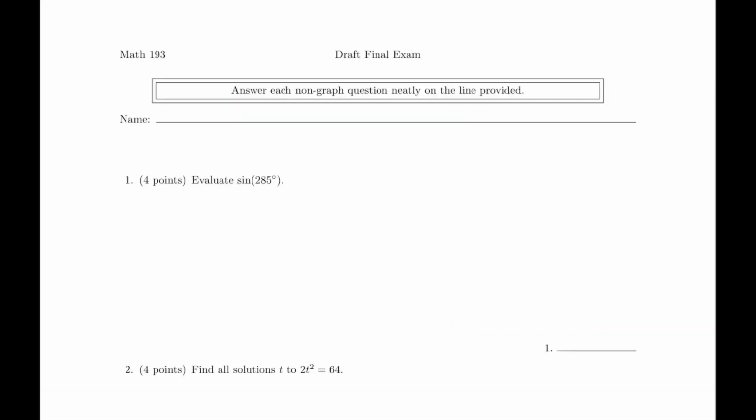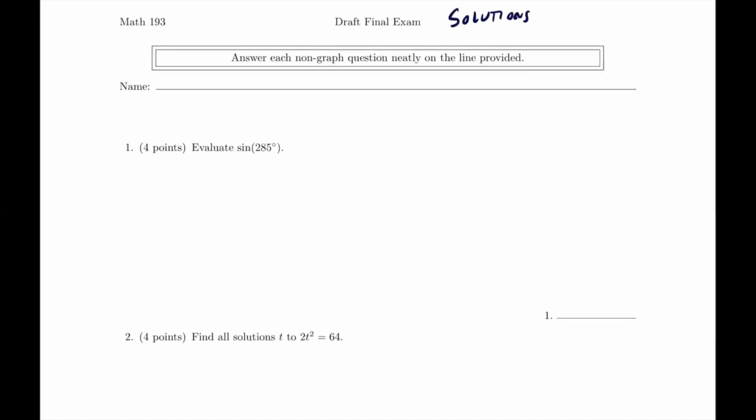So let's go ahead and call this solutions file. For the first problem, we're going to be evaluating sine of 285 degrees. So we can say 285 degrees, if you were to draw that from standard position, that's the angle that goes around and terminates right here. So this is 285 degrees.